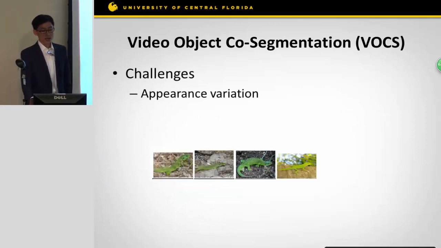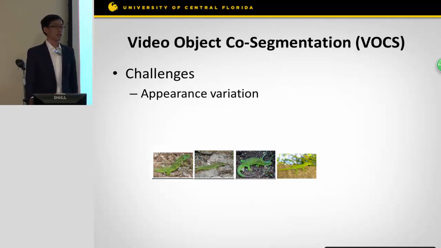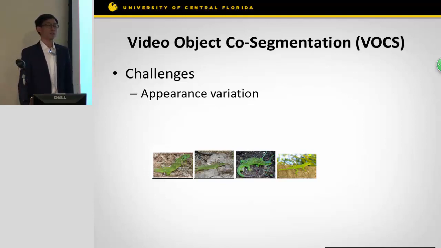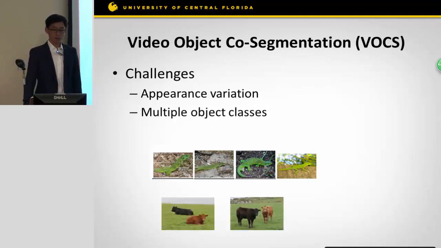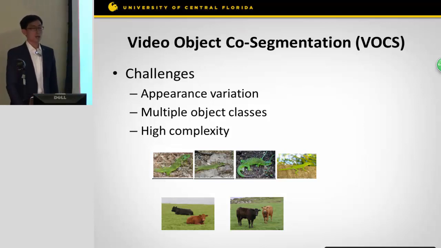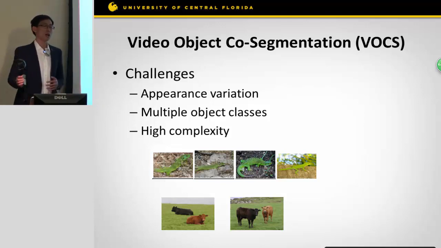It's also a very challenging problem. First, because of the appearance variation. As you can see, the same object appears very differently in different images or videos. They have different colors or different shapes. And also we need to handle multiple object classes. And third, it has a much higher complexity compared to the video object segmentation problem, because the complexity actually increases exponentially with respect to the number of videos.